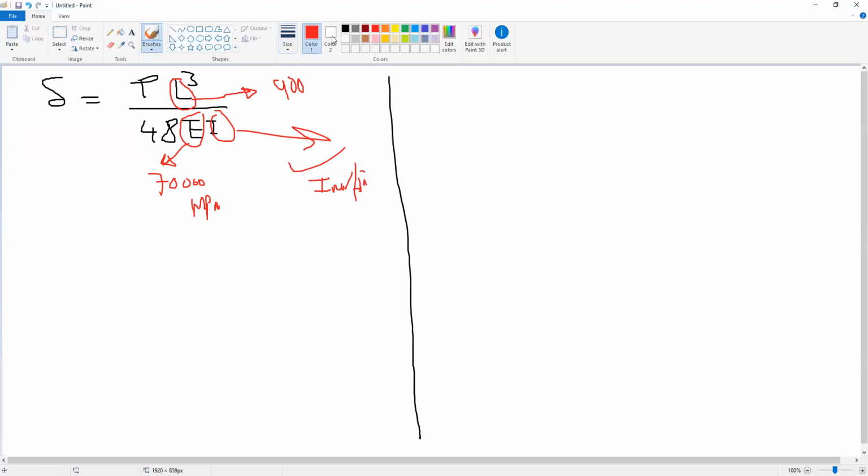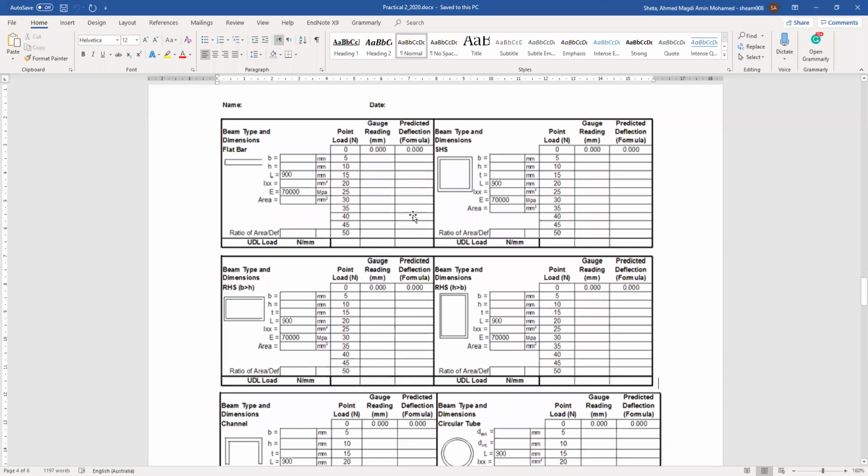So what you will do is, you have this P. You need to, using Excel or using a calculator, put P equal to 0 and get the corresponding deflection. P is 5, get the corresponding deflection. P is 10 and get the corresponding deflection, until 50. So you get the maximum deflection. Okay. So the predicted formula column, we can fill with the formula for the deflection.